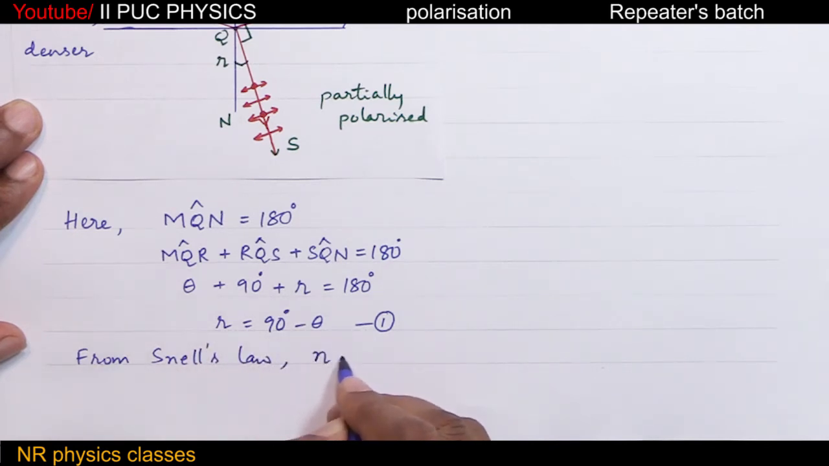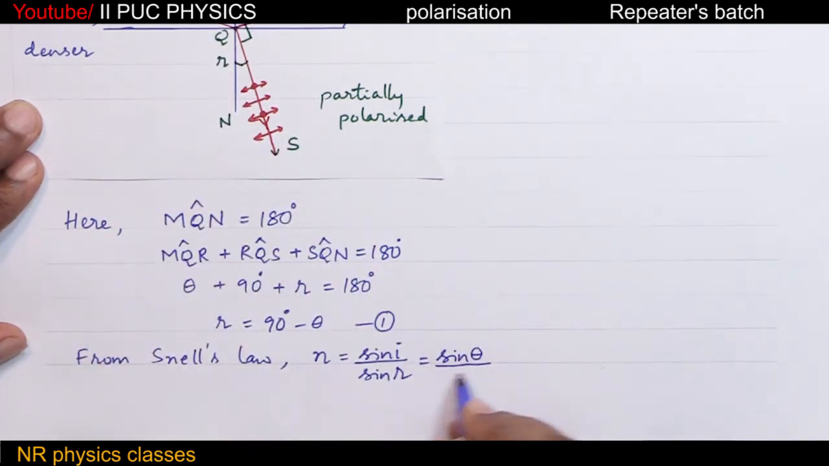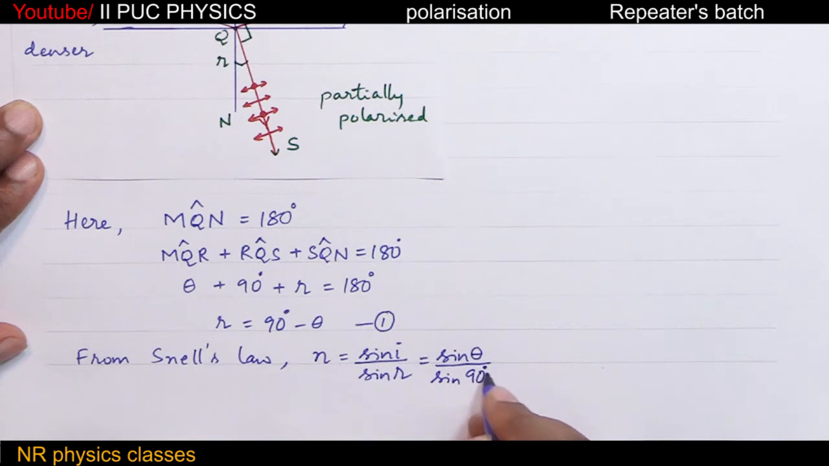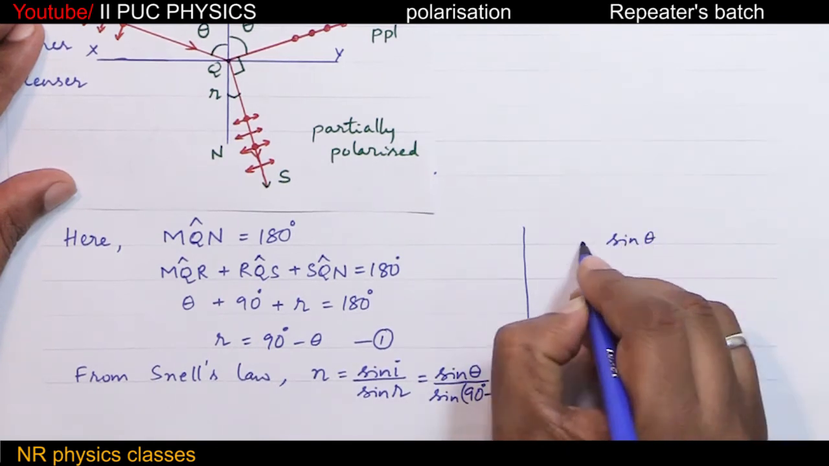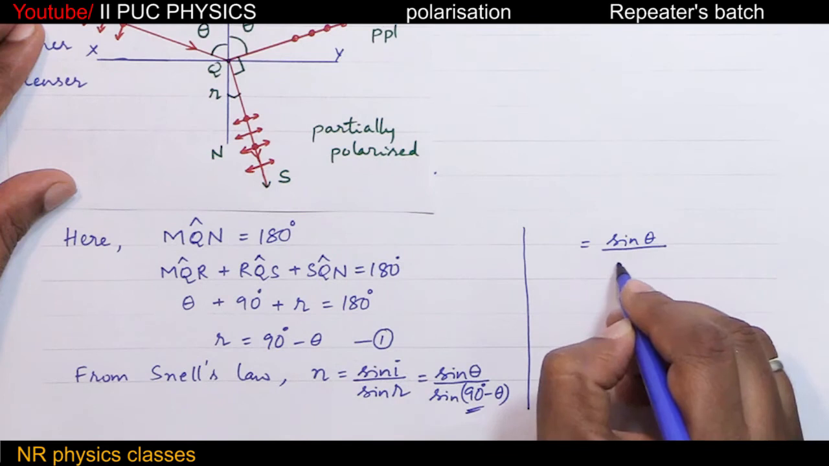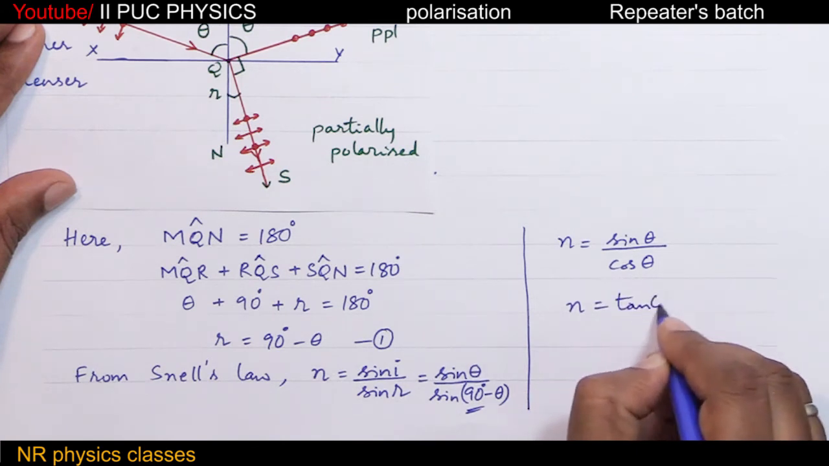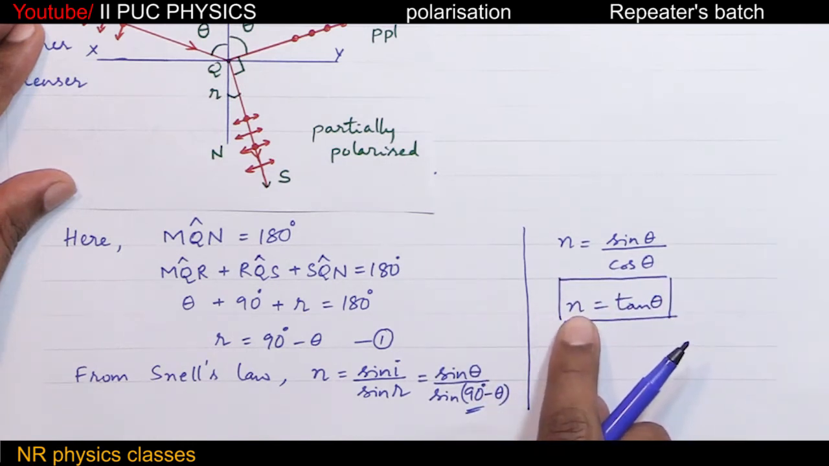From Snell's law, the refractive index of the medium with respect to its surroundings is equal to sin I by sin R. Sin I, the angle of incidence, is theta, by sin R. In place of R, write 90 minus theta. Numerator is sin theta. Sin of 90 minus theta is in the first quadrant, so it becomes cos theta. This is n. Therefore, n equals tan theta. The tangent of the polarizing angle is equal to the refractive index of the medium with respect to its surroundings.